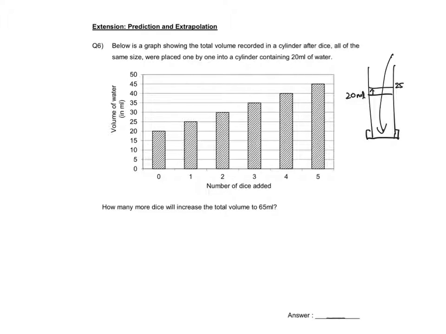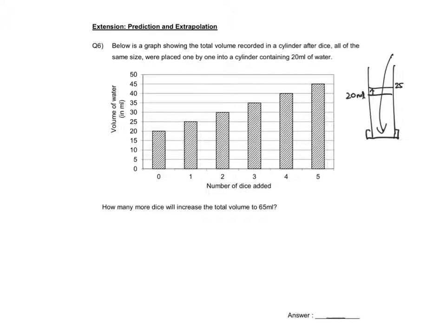So the dice are actually of the same size, so they have the same volume. As you can see from here, every dice dropped inside gives a 5 ml increment. Now you want to find out how many more dice, they're not asking you how many dice are inside, but how many more dice to increase from this 45 to your 65.